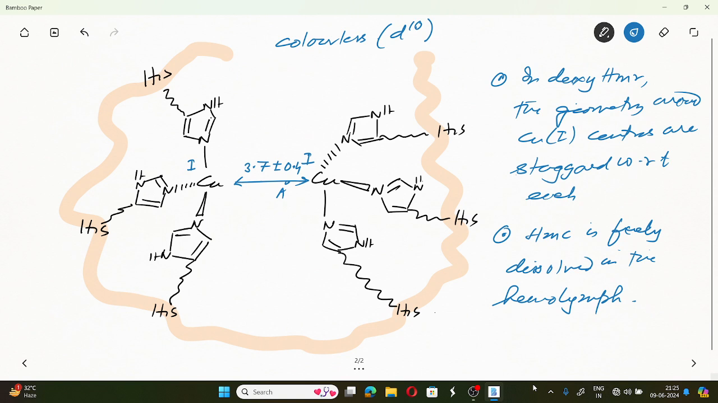Now, this is the structure of the deoxyform, and since this is a d10 system, obviously it is diamagnetic, colorless and diamagnetic. Now the question is, what happens upon oxygenation? We shall discuss what happens next after oxygenation. So going to the next page.